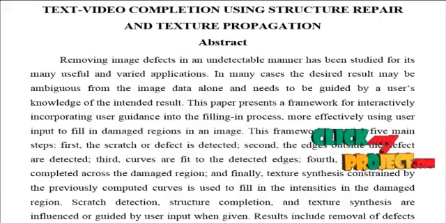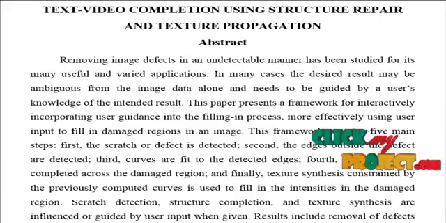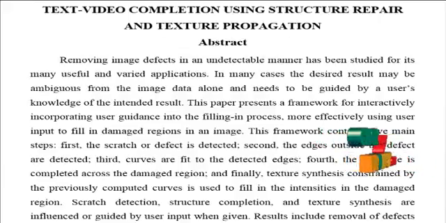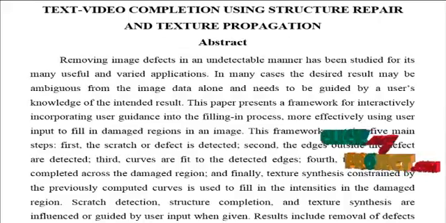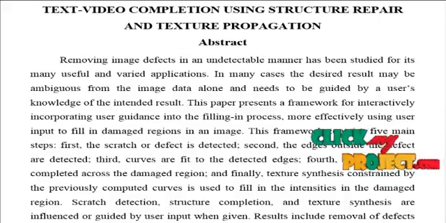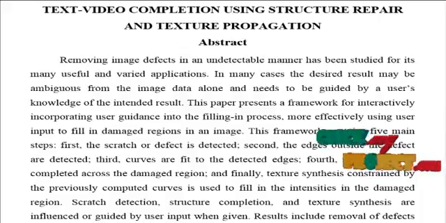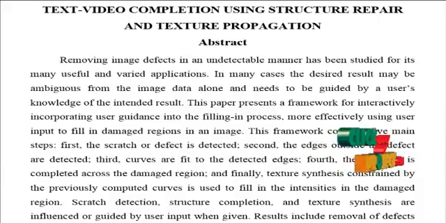We propose a framework for interactively incorporating user guidance for filling processes more effectively, using user input to fill in damaged regions in an image. In the framework, the text regions are initially identified. The located regions were identified with the help of edge detection and morphological operations.